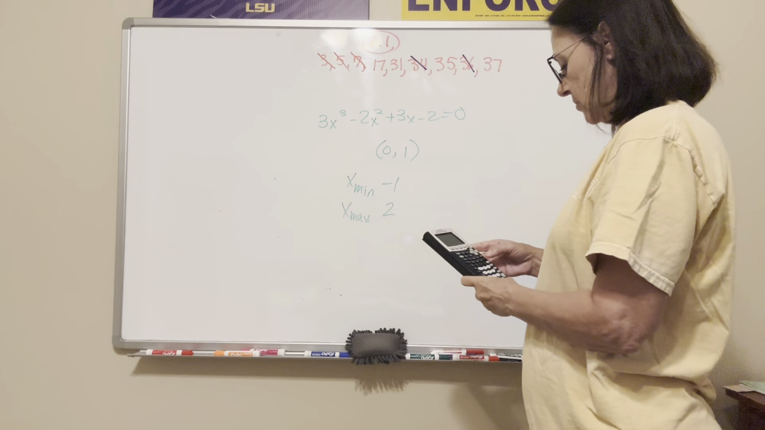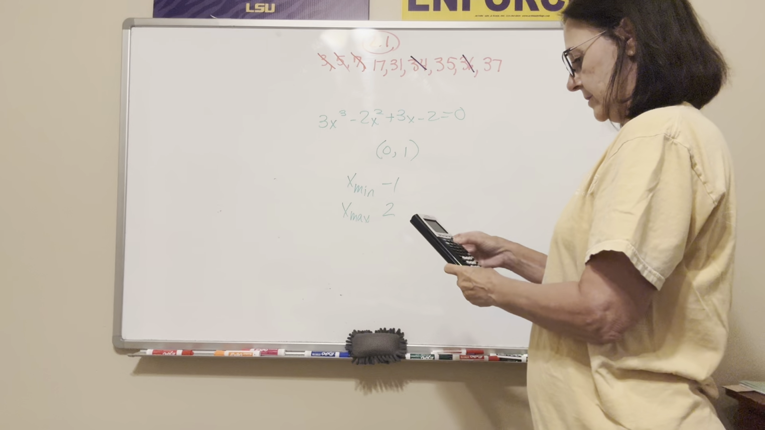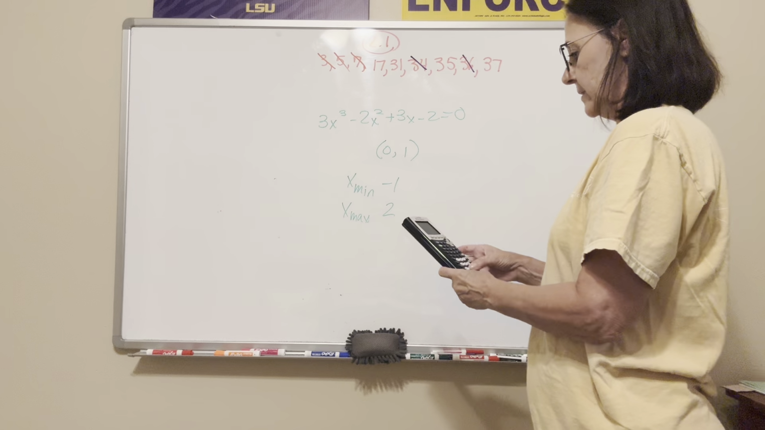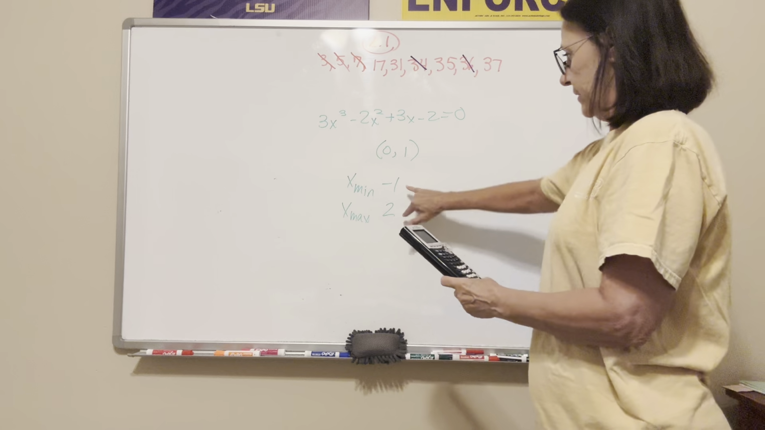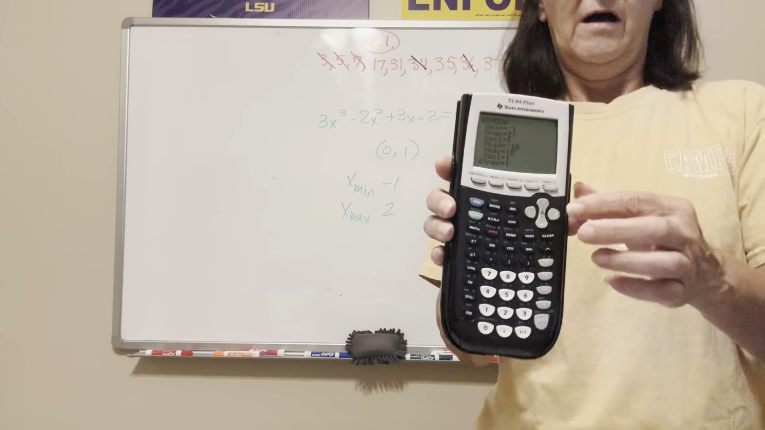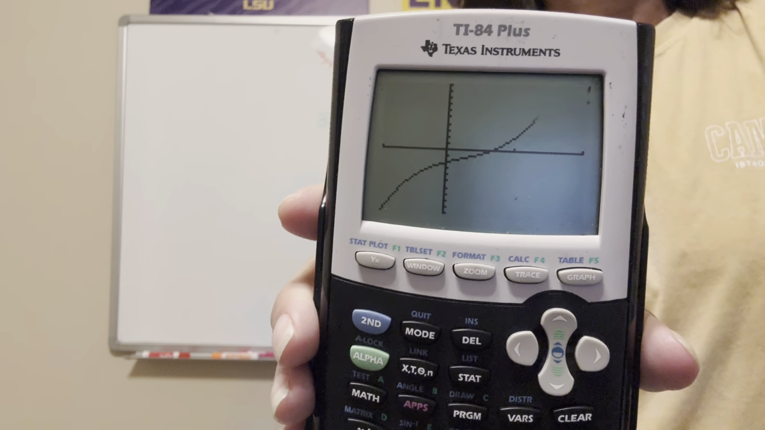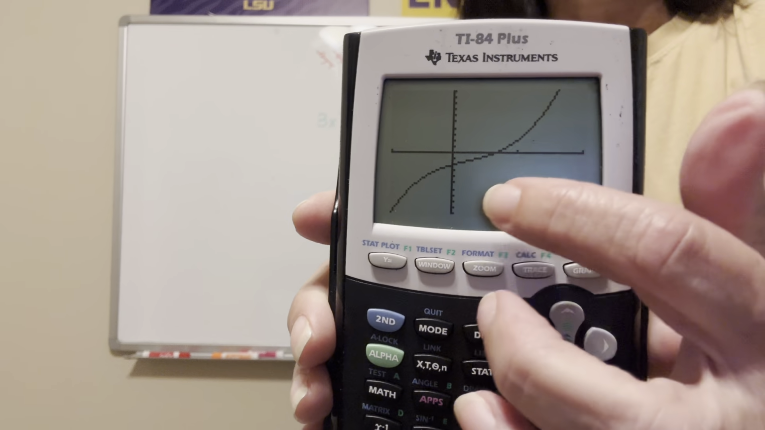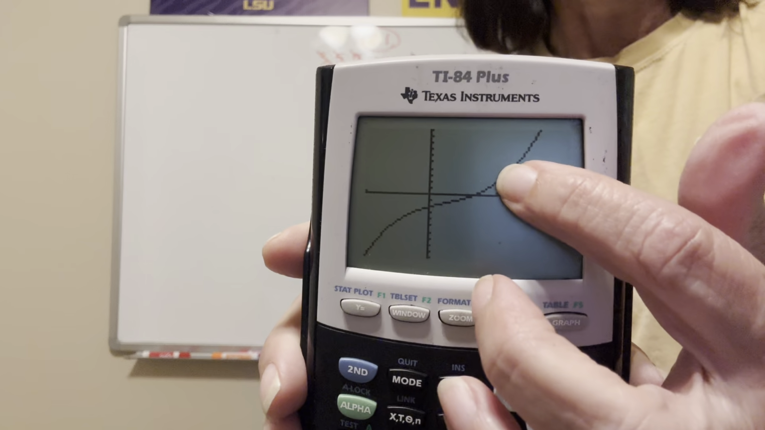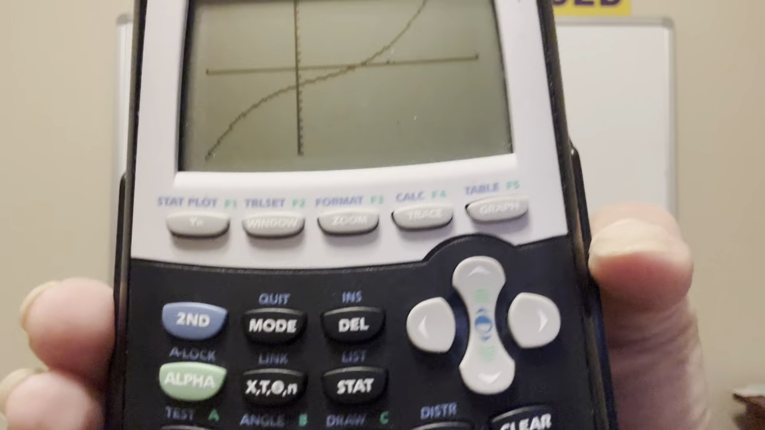So y equals, clearing it out, I'm putting 3x cubed minus 2x squared plus 3x minus 2. I'm going to make my x min -1, my x max 2. We're going to watch real closely how it graphs. Okay, this is left to right. So left bound, y is negative, x is positive. Right bound, x is positive, y is positive. So here we go.